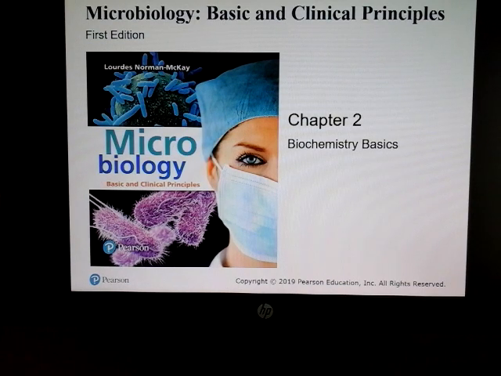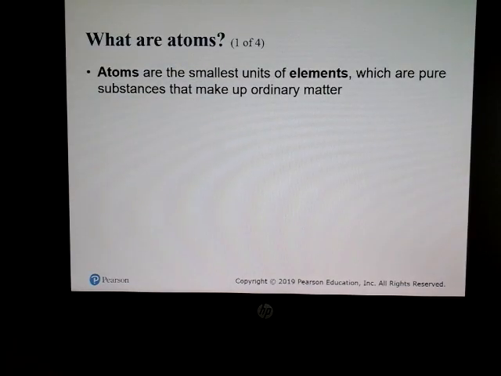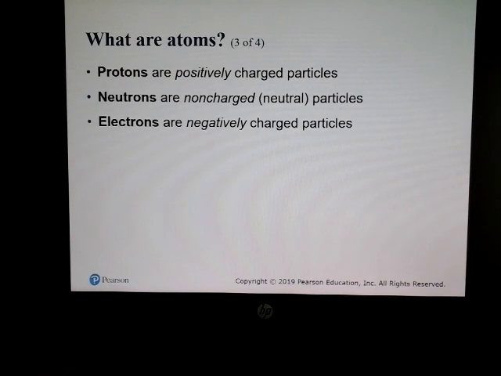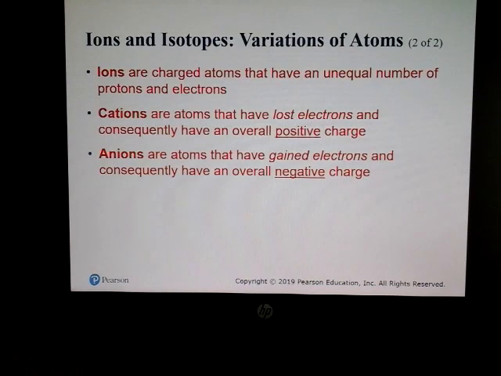Chapter 2 deals with biochemistry basics. So atoms are the smallest units of elements, and they're pure substances that make up ordinary matter. Atoms are comprised of protons, which are positive, neutrons that don't have a charge, and electrons, which are negatively charged particles. So some terms to know, guys.